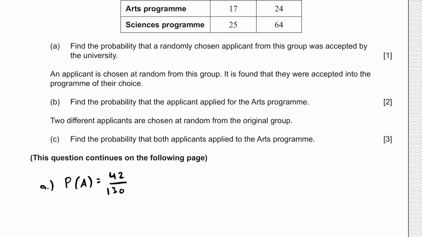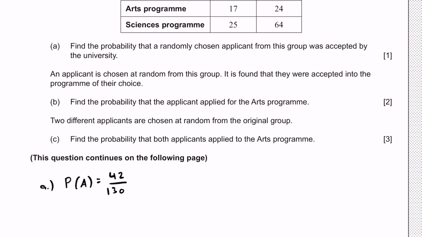An applicant is chosen at random from this group. It is found that they were accepted into the program of their choice. Part B asks us to find the probability that the applicant applied for the arts program. Okay, so this is somewhat of a challenging question insofar as they kind of snuck in some conditional probability.